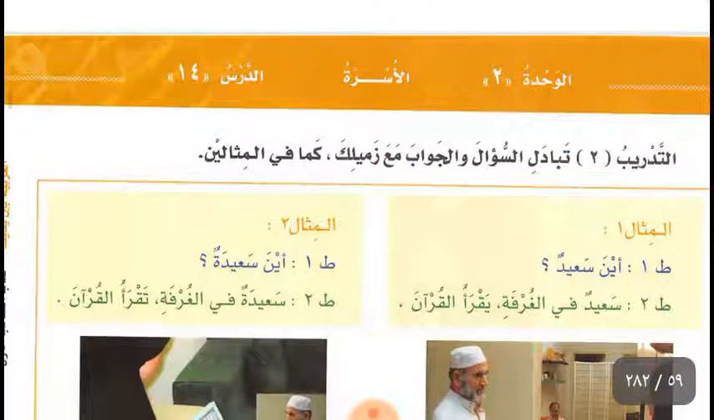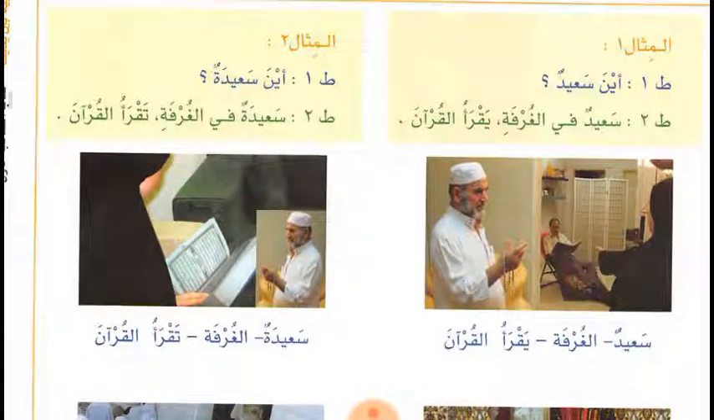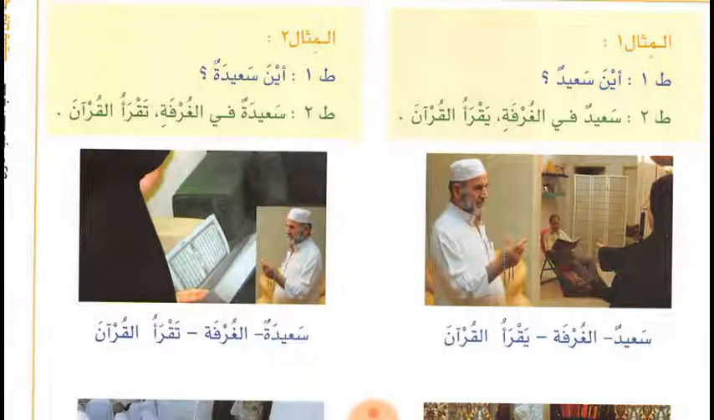On the next page, we have the second exercise. This time, the first student will ask, Aina Said, where is Said? The second will tell him, Said fil ghurfati yakraul Quran, Said is in the room reading Quran. In the second picture, the first student will ask, Aina Saida, where is Saida? The second will tell him, Saida fil ghurfati takraul Quran, Saida is in the room, she is reading Quran.